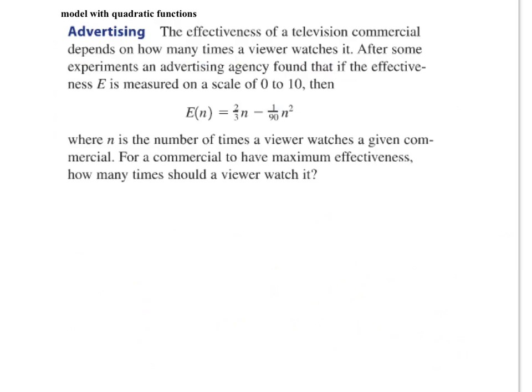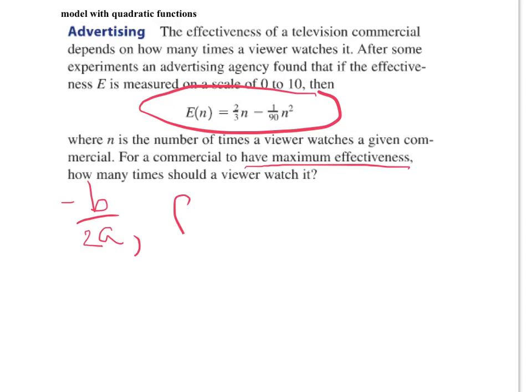So I'm not going to go through this again. This is one where you just have to find the maximum effectiveness. So here's your equation. Just use minus b over 2a, find out what that is, and then do e of minus b over 2a. There you have it, and that's what you're going to have.